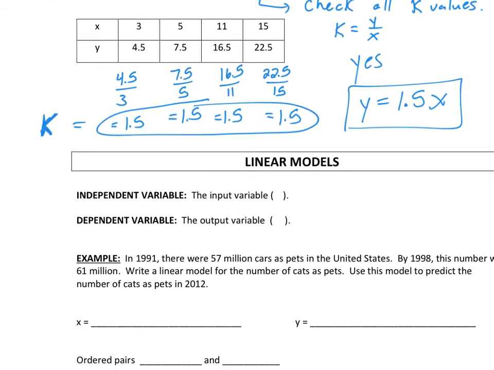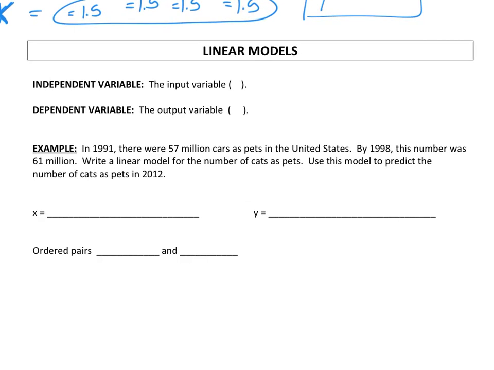All right, and then the last thing we cover in this section is linear models. A linear model uses independent variables and a dependent variable. The independent variable is the input, or the x value. The dependent variable is the y value, or the output.